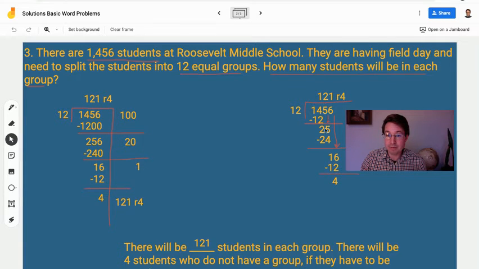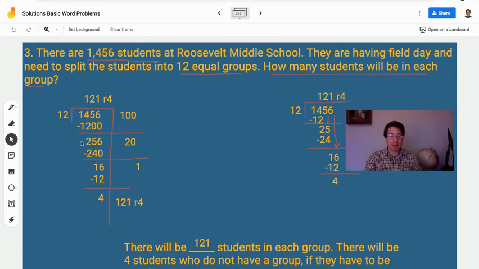So we bring down the 5. So 12 goes into 25 2 times for 24. So 12 times 2 is 24. We subtract to see how many are left in the tens place. There's 1. So there's 10 left. We bring down the 16. 12 goes into 16 one time, right? 16 minus 12 is 4, remainder 4.